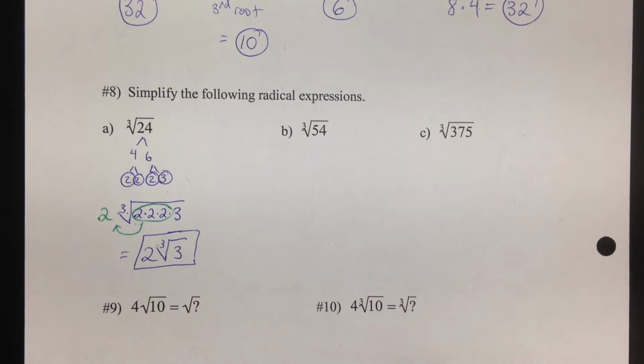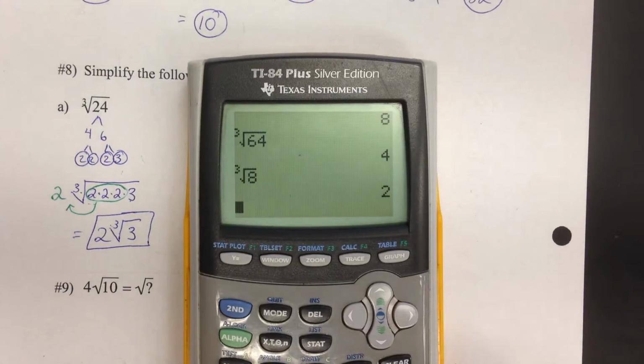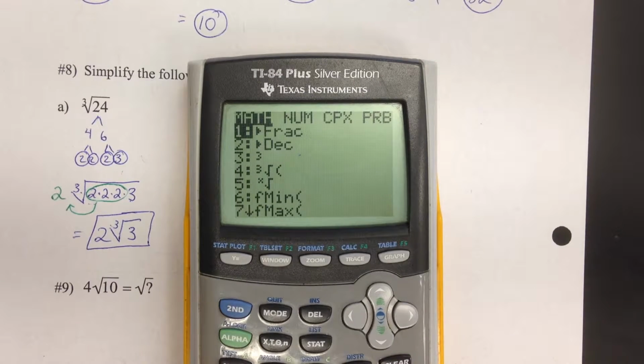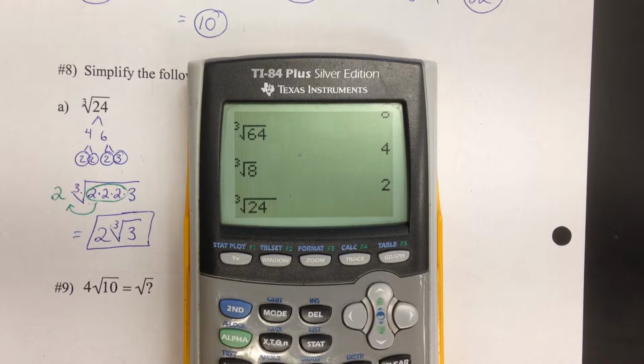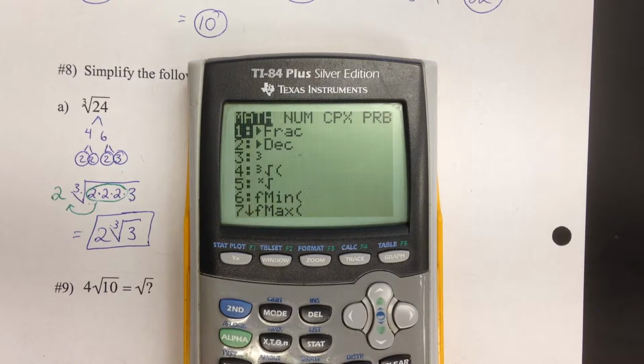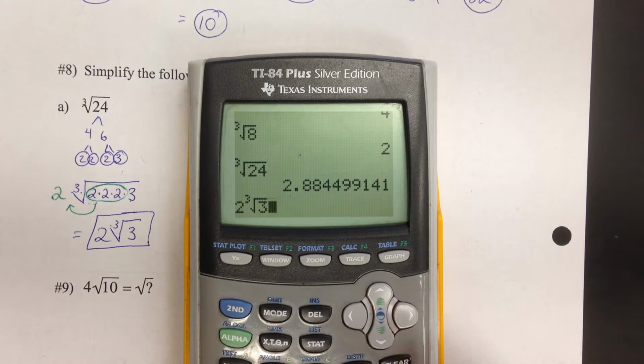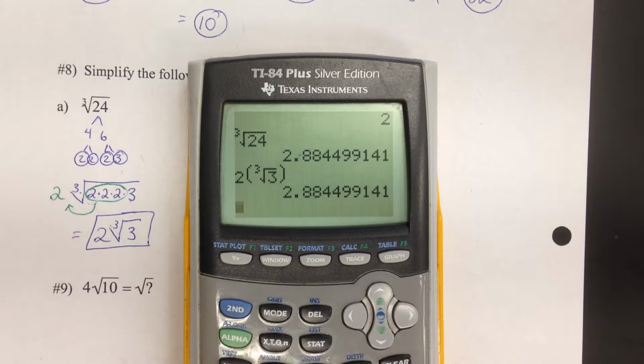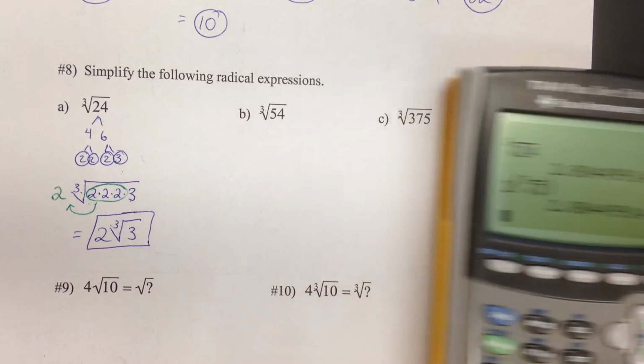And that's our answer. And again, I can always type the cube root of 24. This was the original problem, some decimal. And then our answer was 2 times the cube root of 3. And it's the same thing. So that means we simplified it correctly.